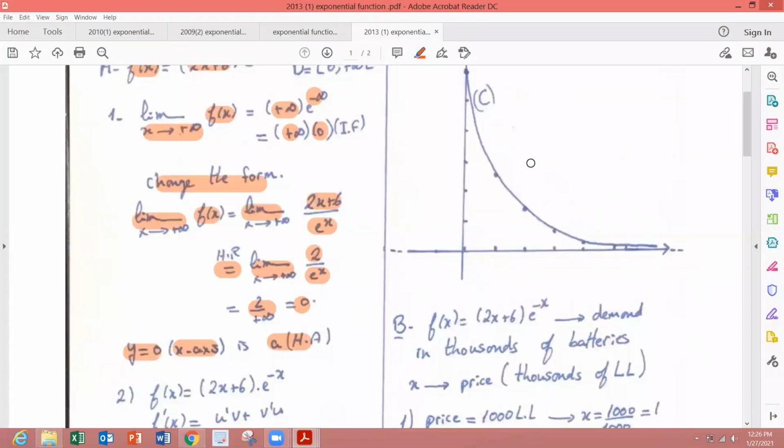Any questions about part 1? No. يعني هيدا صار مرق كتير يطلع infinity times 0 is indeterminate. We change the form by putting e^x in the denominator, then we apply L'Hopital's rule.